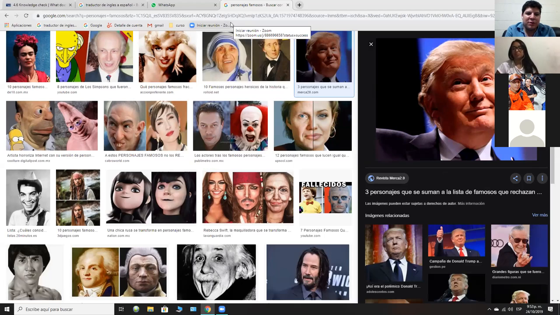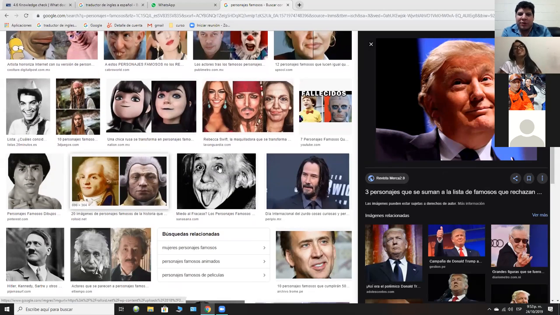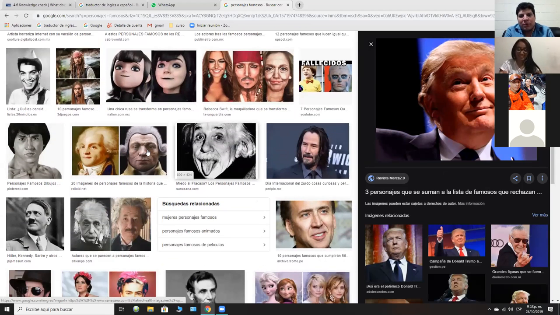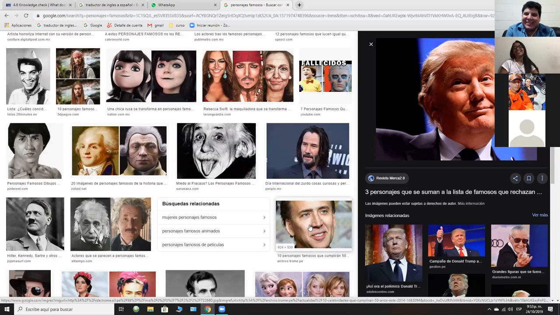For example, I see Keanu Reeves in the bottom right. Oh, Keanu Reeves. Okay, relax, Yomara, relax. He's so handsome. There you go, I like that. What about, ¿cómo se dice? Él tiene bigote y barba. He has a mustache.